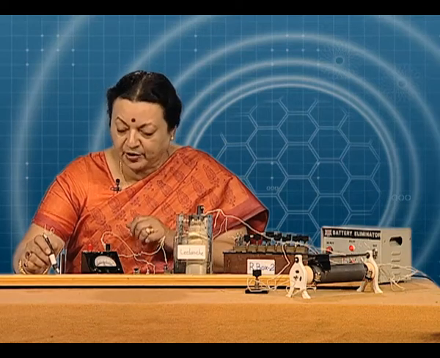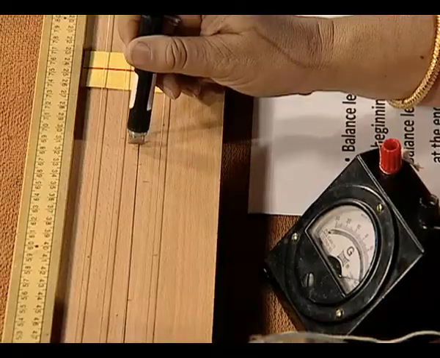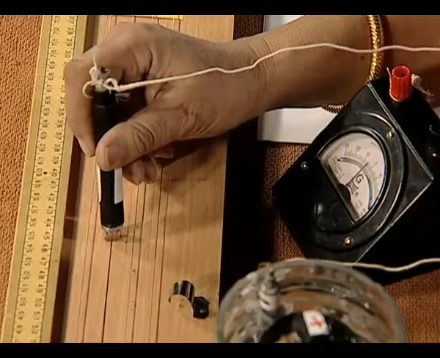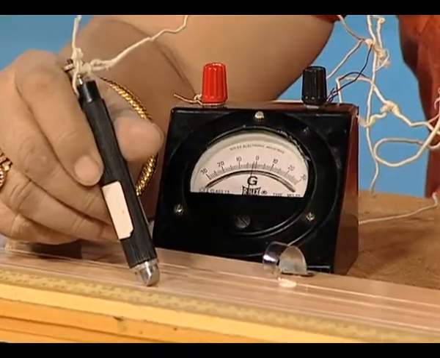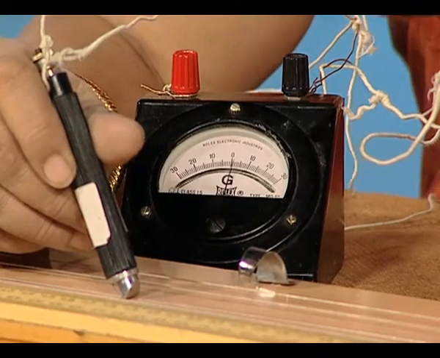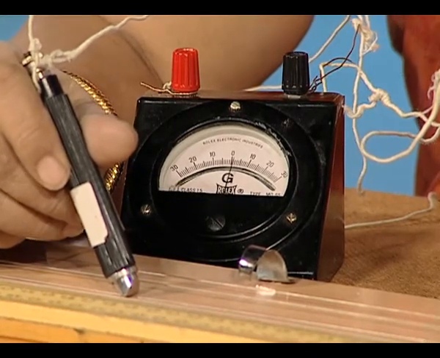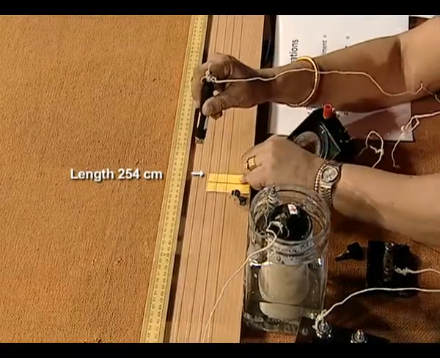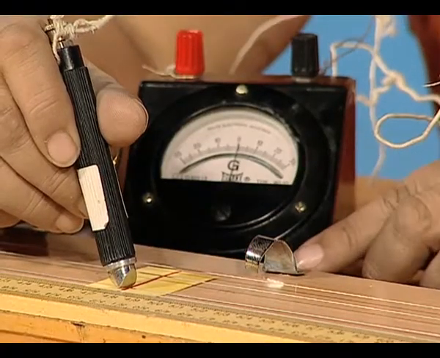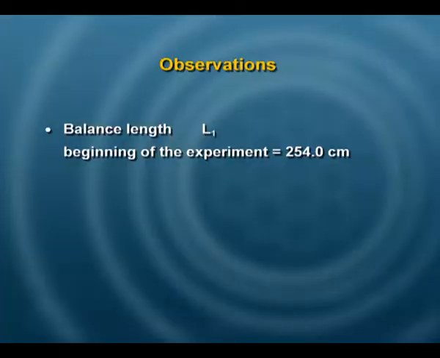So, let us look for our length which will give us a null point with just the cell. That means between these two wires, somewhere here is our null point. Carefully note this value of L1, where there is zero deflection in the galvanometer. This length is 254. So, you can check this value from here. At the beginning of the experiment, this balance length L1 is 254 centimeters.